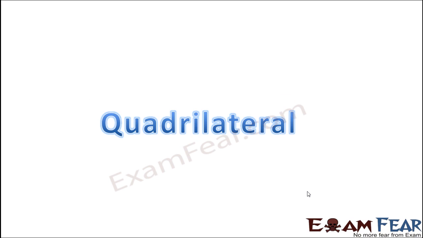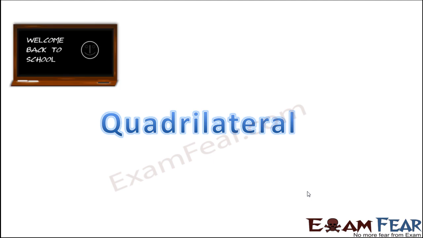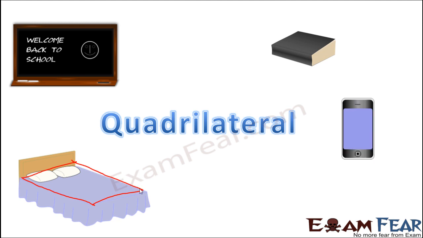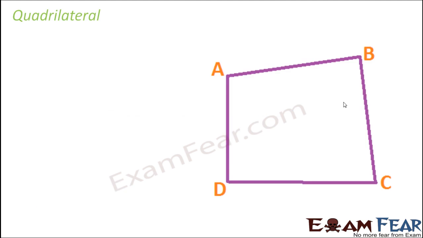So let us now talk about quadrilateral in more detail, because as I said, in quadrilateral itself you get to see a lot of varieties. As I discussed, quadrilateral means it is a polygon with 4 sides. So your blackboard is a quadrilateral, the cover of your book is a quadrilateral, bed is again a quadrilateral because you have 4 sides, 1, 2, 3 and 4. Your mobile phone is a quadrilateral with 4 sides.